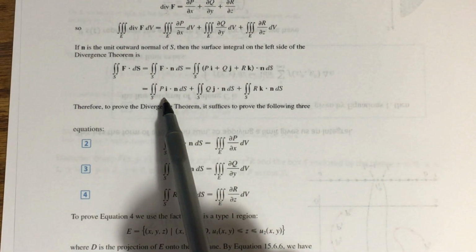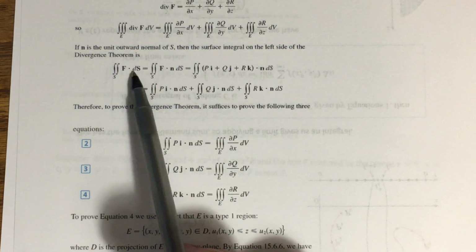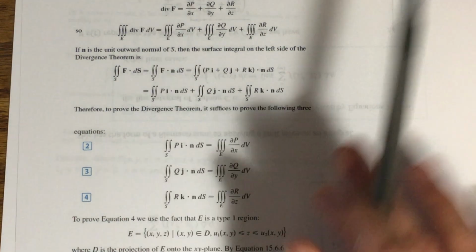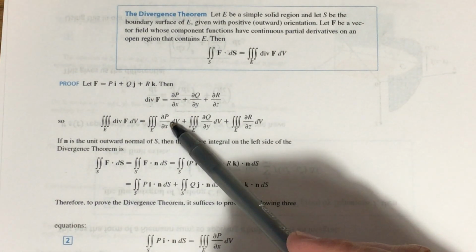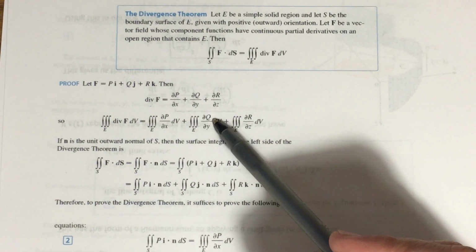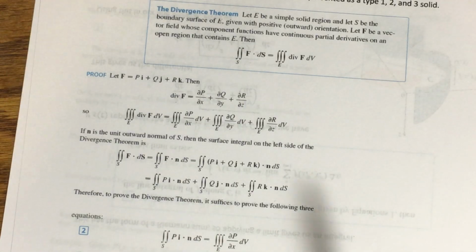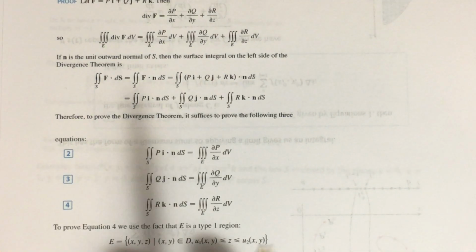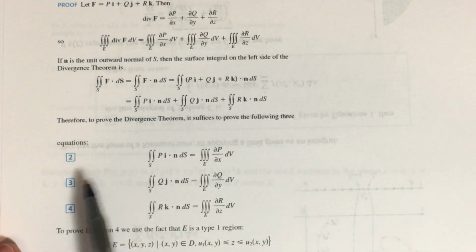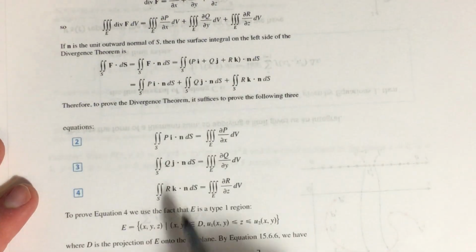So I took the triple integral of my divergence and broke it into three parts. I took the surface integral, or the flux of F across S, that flux integral, and broke that into three parts. If I can show that the first part of this is equal to the first part of this, the second part is equal to the second part, the third part is equal to the third part, then this sum will equal this sum. And that's how we go about proving this, just like what we did with Green's theorem, except we have three instead of two terms to talk about.